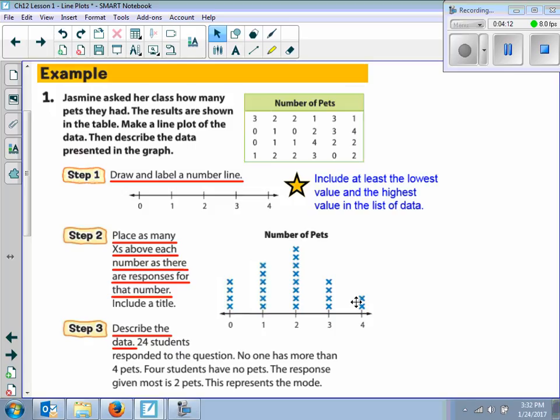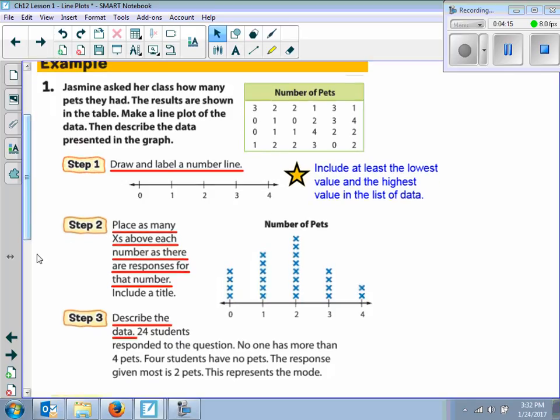And then after that, we describe the data. Now, pay attention to how we are going to describe the data. So, describing the data, it says here, 24 students responded to the question. No one has more than 4 pets, and you can see that because the highest value is 4. Nothing goes beyond that. 4 students, here, 1, 2, 3, 4, see the 4 X's? 4 students have no pets. The response given most is 2 pets.